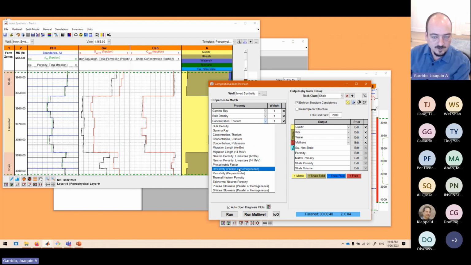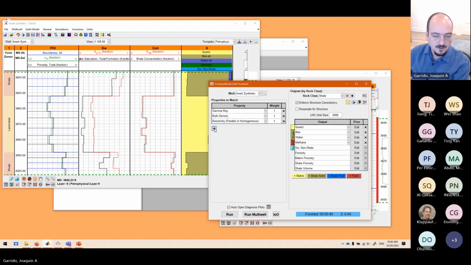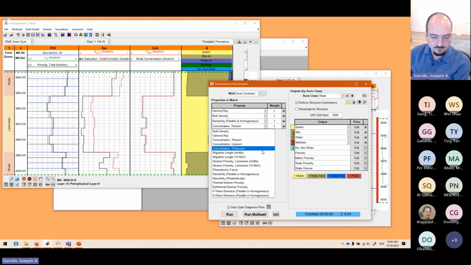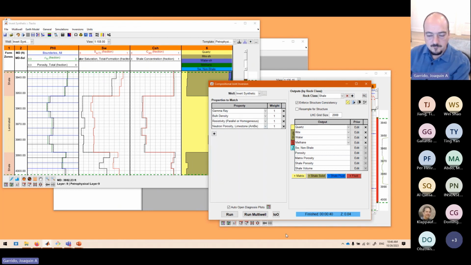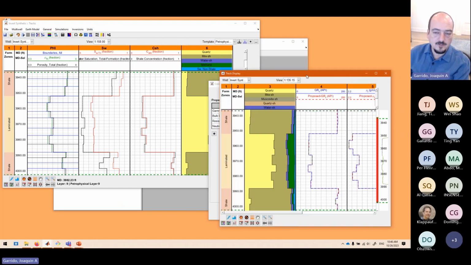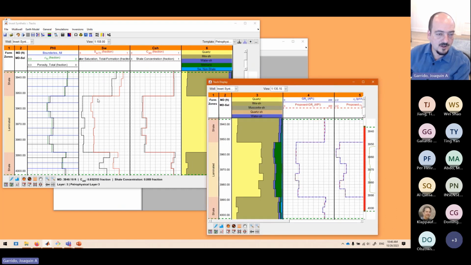So let's use resistivity, and let's use neutron porosity. Now, besides this match that we have, so remember the dotted black lines are the ground truth. This is where we should get. The other red lines are the ones that we are getting from the compositional joint inversion.